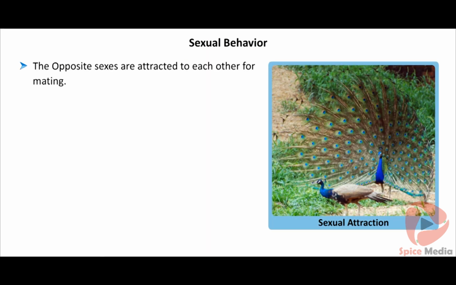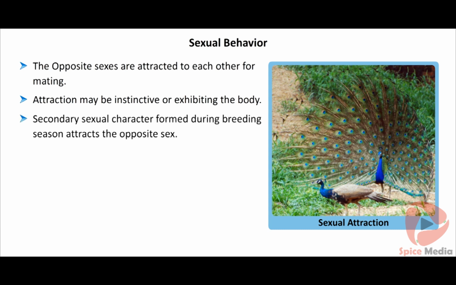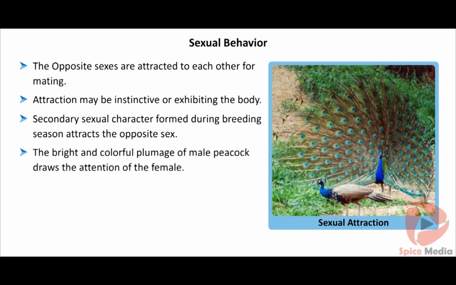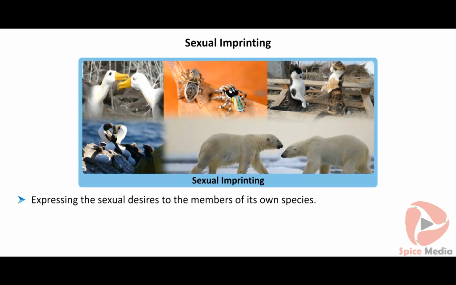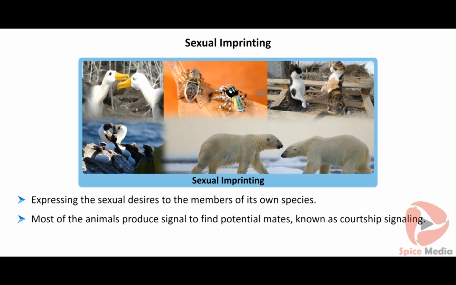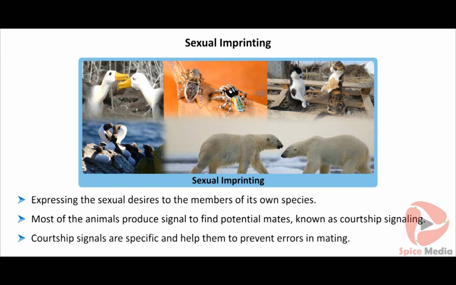The opposite sexes are attracted to each other for mating. Attraction may be instinctive or by exhibiting the body. Secondary sexual characters formed during the breeding season attract the opposite sex. The bright and colorful plumage of the male peacock draws the attention of the female. Expressing sexual desires to members of their own species, during courtship, animals produce signals to find a potential mate, which is known as courtship signaling. Courtship signals are specific and help the animals to prevent errors in mating.